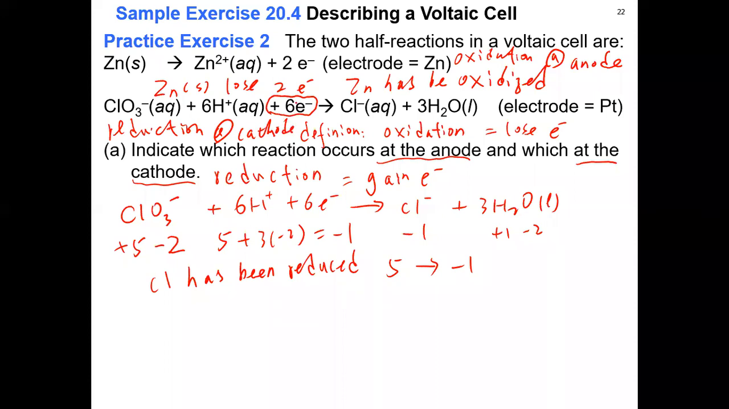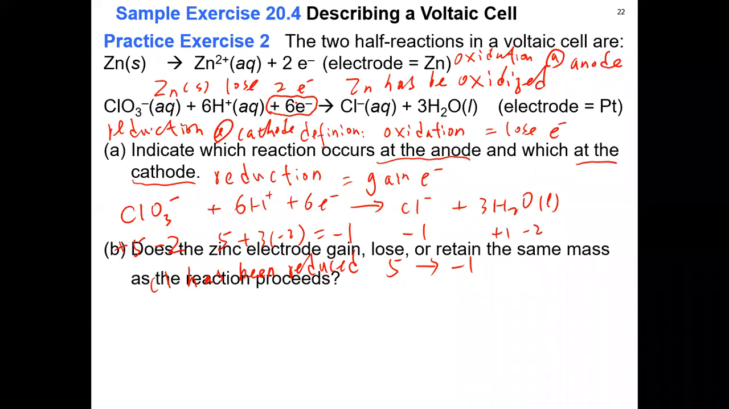All right, any questions regarding this first part of this problem? Okay, question?